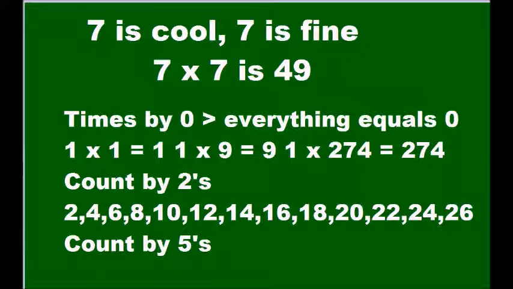Then we go to count by 5s. 5, 10, 15, 20, 25, 30, 35, 40, 45, 50, 55, 60, 65, 70. Then after that, you want to count by 10s. 10, 20, 30, 40, right? So 1 times 10 is 10, 2 times 10 is 20, 3 times 10 is 30, 4 times 10 is 40. So remember, it's like 4 times 10. You just put the 4 down and then add a 0 at the end, and it makes it easy.